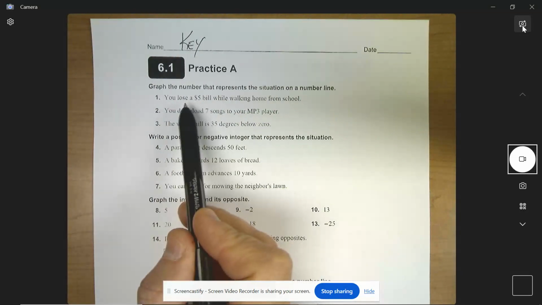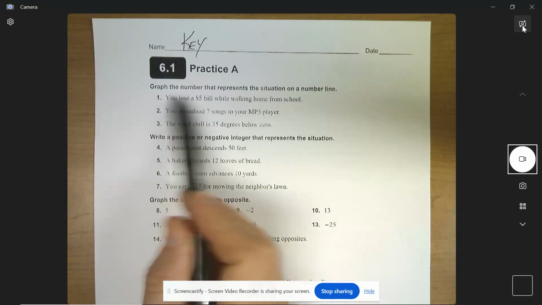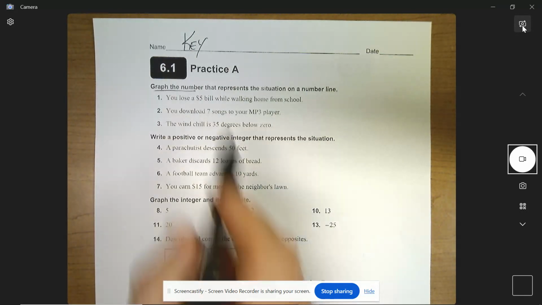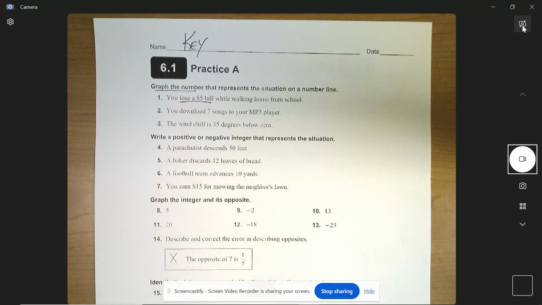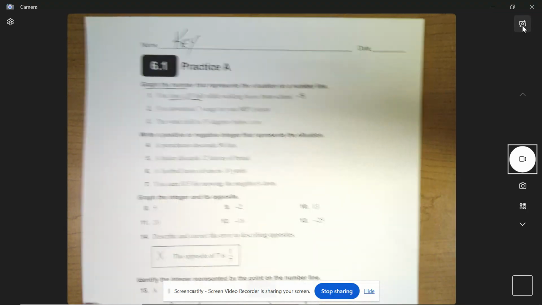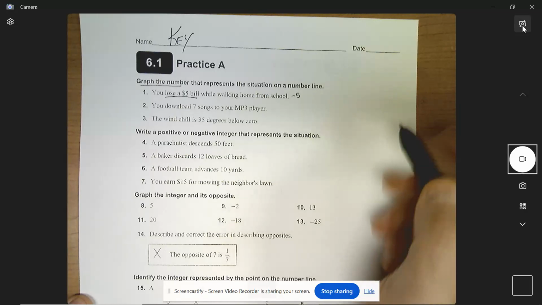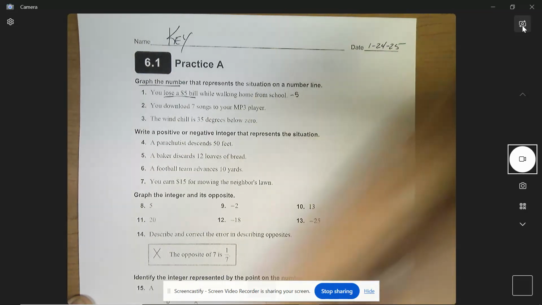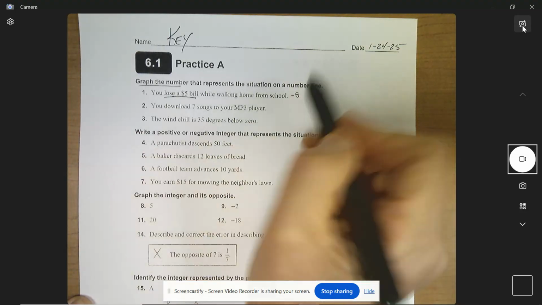It says graph. That means we're going to use a number line. Graph the number that represents the situation. So we're going to graph it. You lose $5. Now that is a -5. That's your answer. Oh, by the way, today is the 24th. So that's your answer, but it says to graph it on a number line.